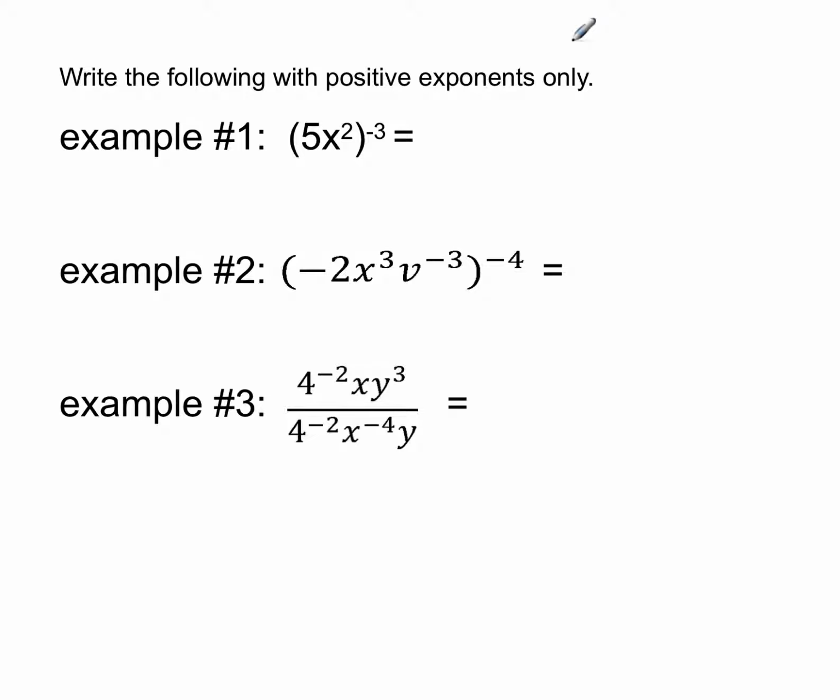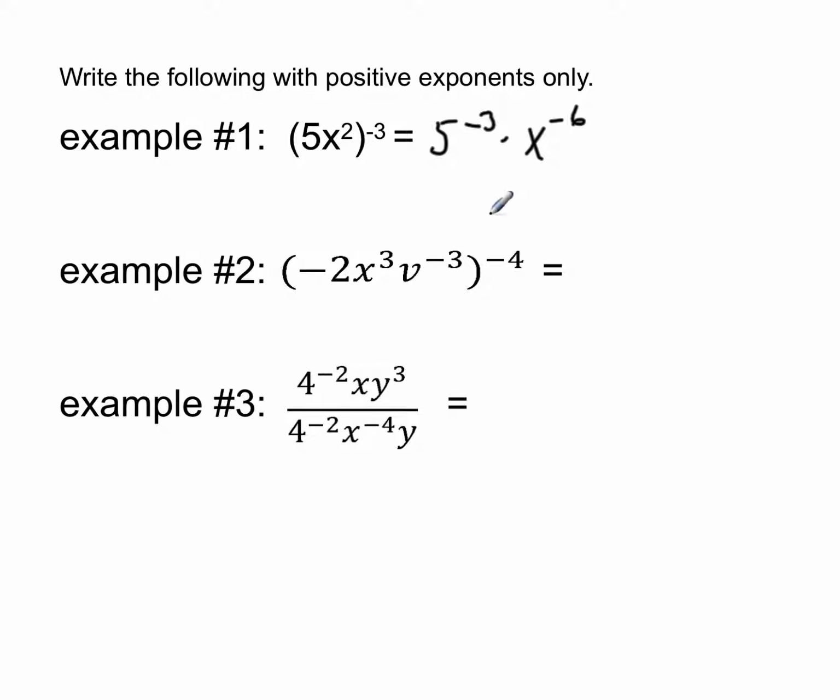Write the following with positive exponents only. Frequently, that's what you'll see for your directions on these kinds of problems. So you're going to have to use all the exponent rules that you used in the last lesson, combined with what you've now learned about 0 power and negative exponents, and you're going to have to figure out what this is. So first I'm going to give the negative third to both of these. So I'm going to have 5 to the negative third power times x to the negative 6th power, because 2 times -3 gives me -6.